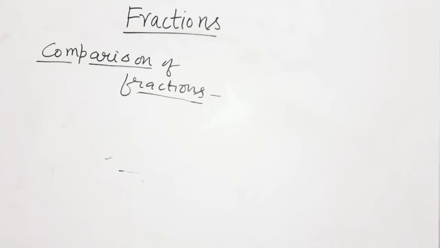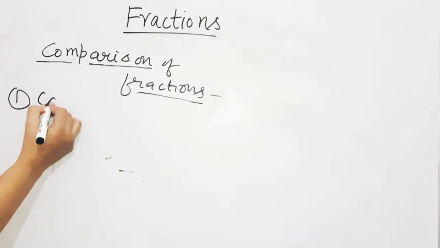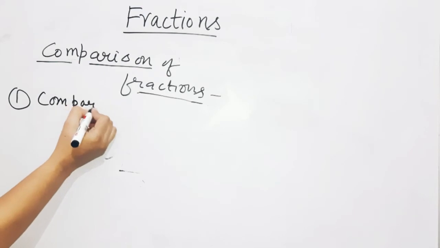Same form means, if you are converting, then all the fractions should be converted into like fractions, right? The denominator should be same. And then convert the fraction into its simplest form. Then you can easily compare the fractions. So the first thing which I want to explain about comparison is comparing like fractions.